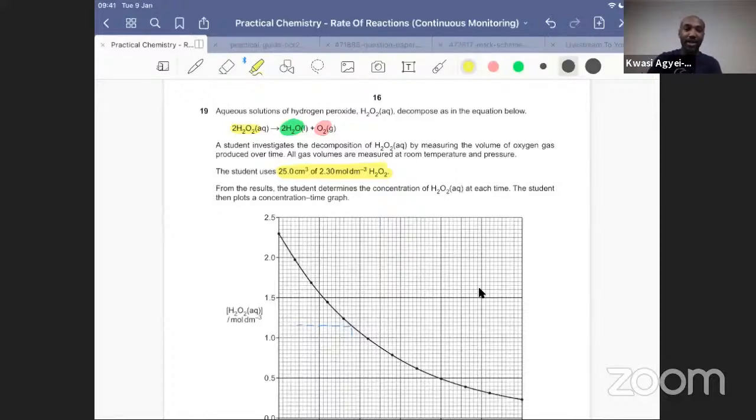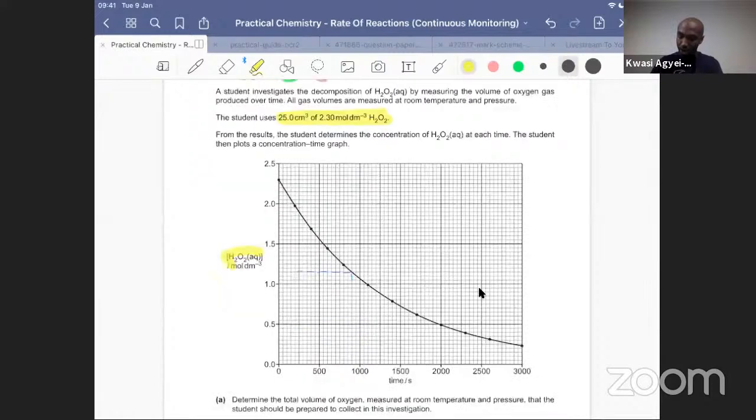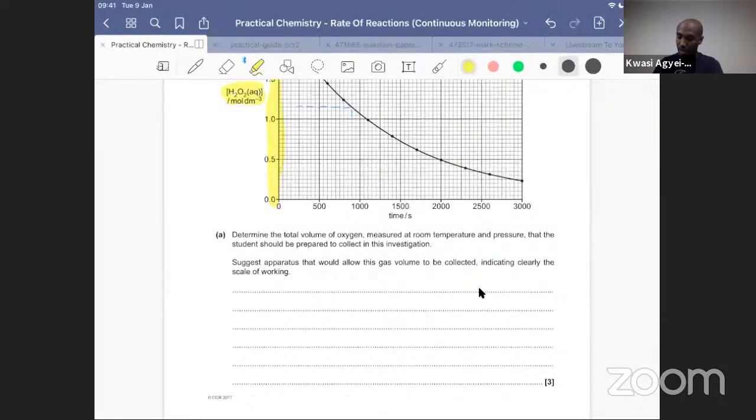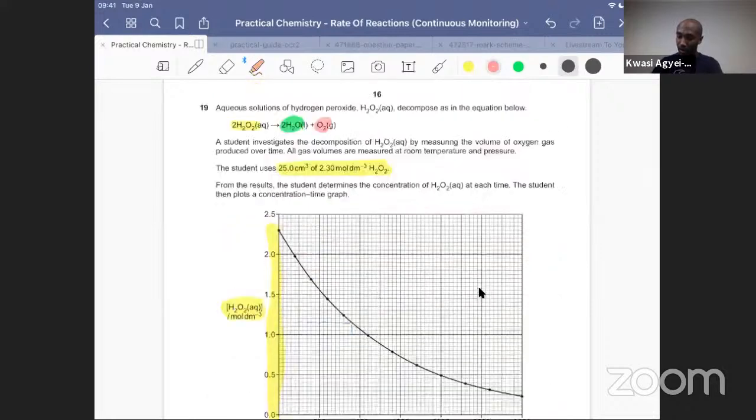Quite a neat, intricate experiment to carry out. From the results, the student determines the concentration of hydrogen peroxide at each time. In our graph, we've got hydrogen peroxide concentration on the vertical axis. He then plots a concentration time graph, which is exactly what we've got shown here. The first question says to determine the total volume of oxygen measured at room temperature and pressure. So we're looking at the total volume of oxygen that's going to be made.